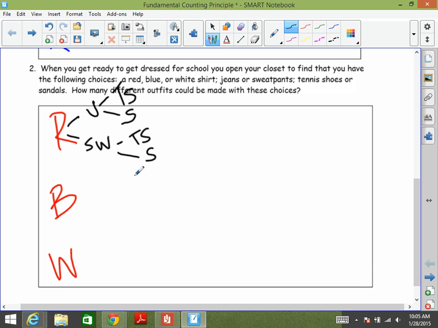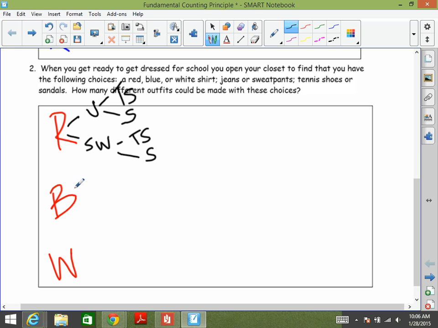See how complicated it can get? And if you're a girl, we can do jewelry, earrings, headbands, bows, curly hair, straight hair. I mean, we can keep going on and on. Lipstick, no lipstick, mascara, blush. Okay? We can keep going. Okay, let's go to the blue shirt.